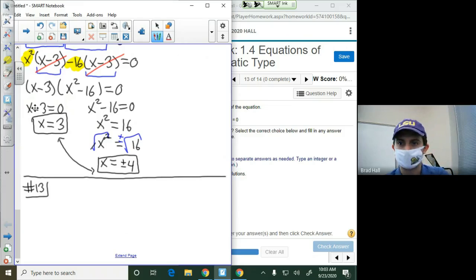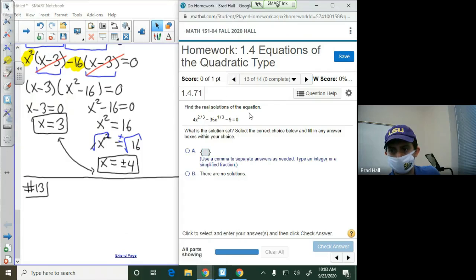So this is number 13 from the homework that is due tonight.